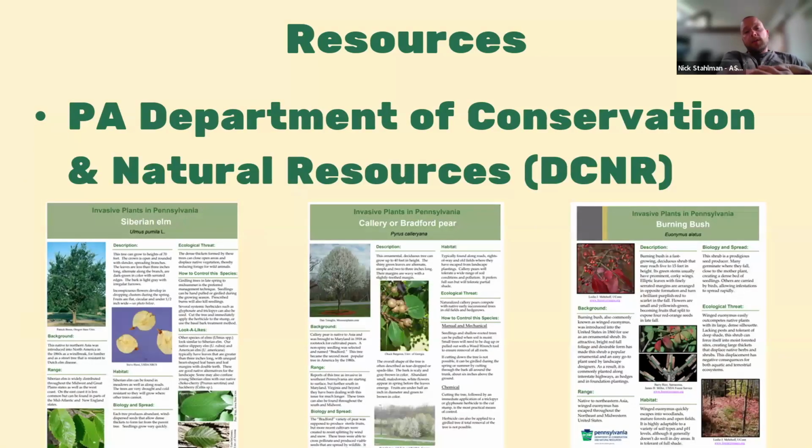Pennsylvania Department of Conservation and Natural Resources, so DCNR, produces fact sheets on all of our invasive plant species that have a lot of information on how they got here, how you can identify them, some confusing species, why they're a problem, and then some management options. And they are pretty good about having both the manual and chemical option on each of these.